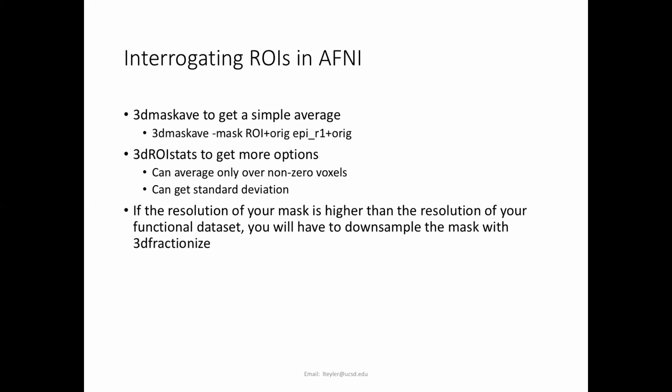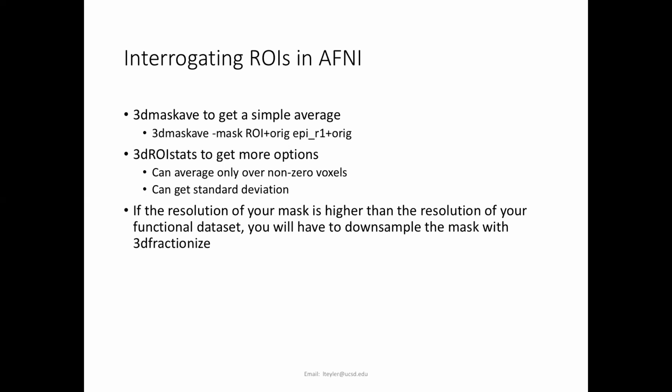And it also has some other nice options. For example, you can tell it to take the average but only over non-zero voxels. So if you have an ROI that might be on the edge of the brain and in some people it may go off the edge of the brain, then you can just get it to give you the average of the non-zero voxels. You can also get standard deviation and some other nice things from 3dROIstats. But just keep in mind that you can't use 3dROIstats with your mask dataset and your individual subject GLM dataset if those two are not at the same resolution.